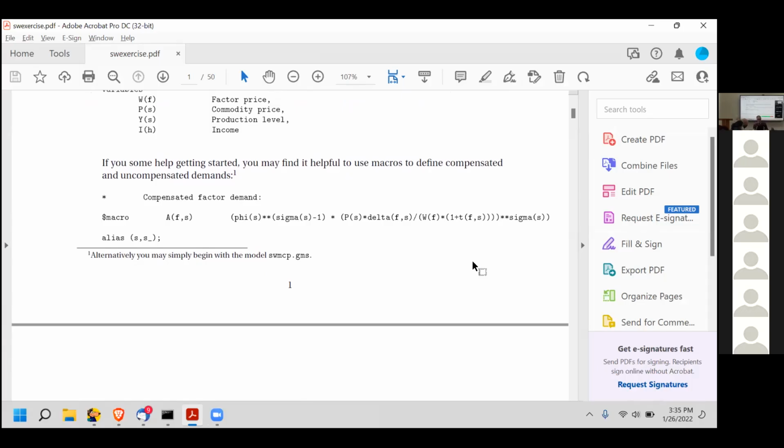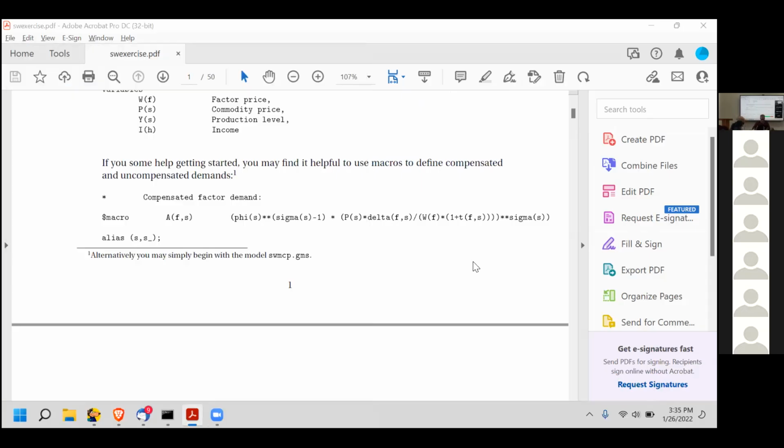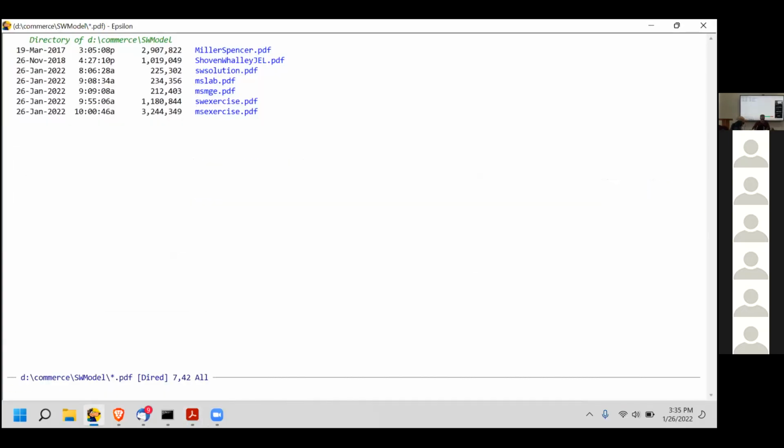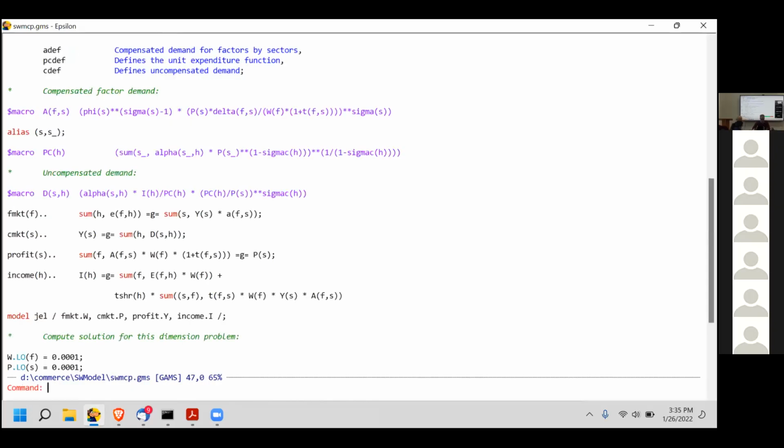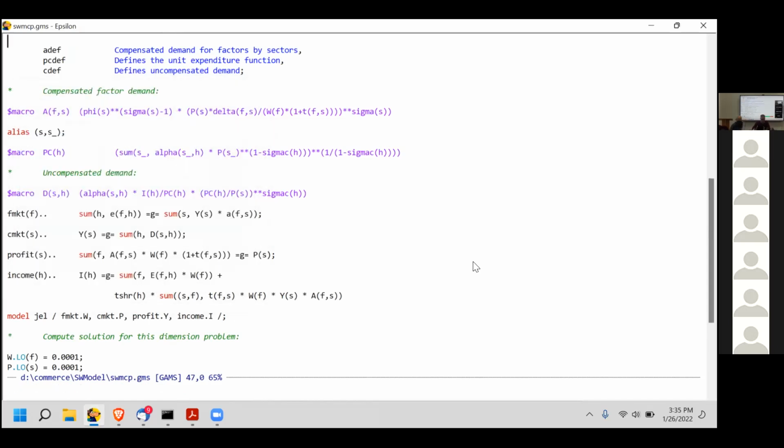This is the model. My hope is that you'll eventually get to the point where you'd be able to write a model like this. So if I look at this, SWMCP is here. Let me change my font size, set font. Tom, it's fine, people can see plenty good. But I can go to 14.